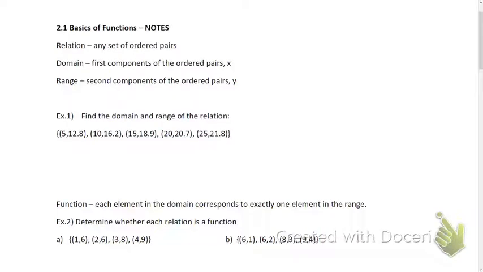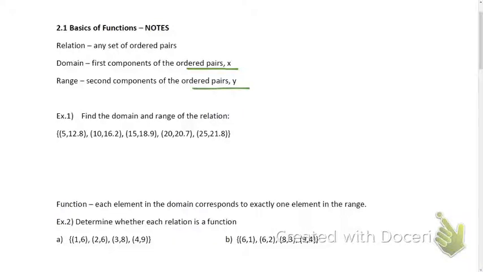In college algebra, we started chapter 2, Basics of Functions. So we start out talking about domain and range and whether or not something is a function. First off, in order to find the domain, you need to look at all the x's, and to find the range, look at all the y's.